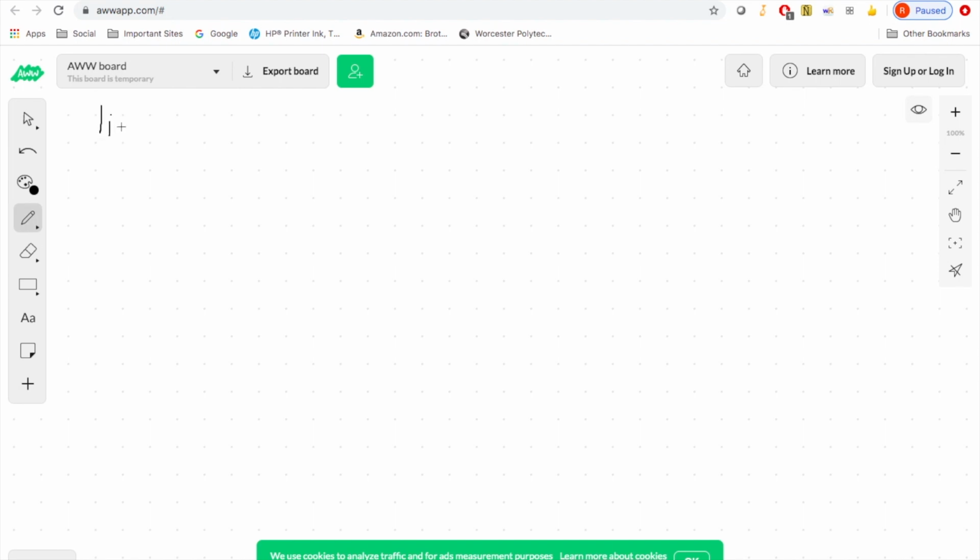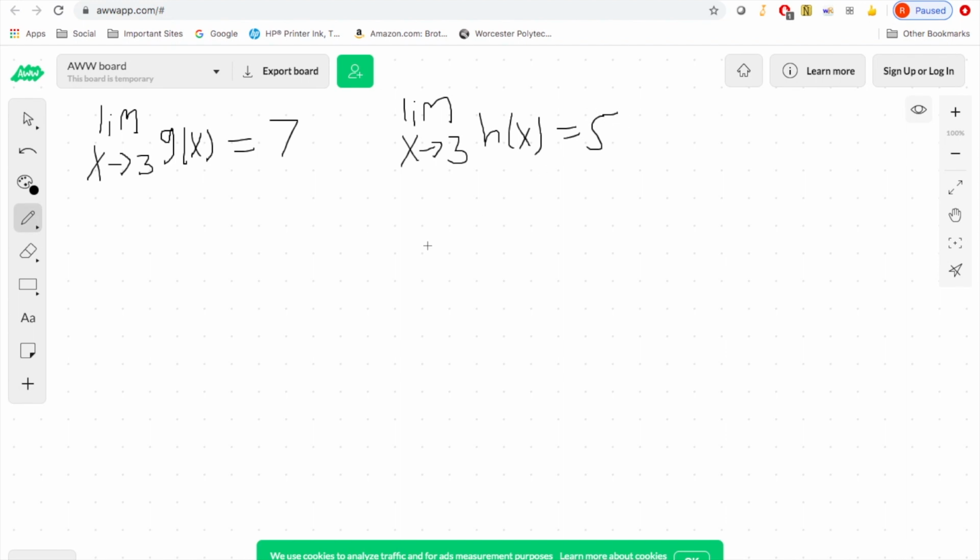But first of all, I just want to declare a couple of limits to help us as we go. Let's say that we have the limit as x approaches 3 of this function g of x, and let's say that that equals 7, and we have another function h of x, and the limit as x approaches 3 of h of x is 5. These are completely arbitrary numbers. We just need these in order to go through examples, and you'll see why I wrote these down at the top of our screen here.